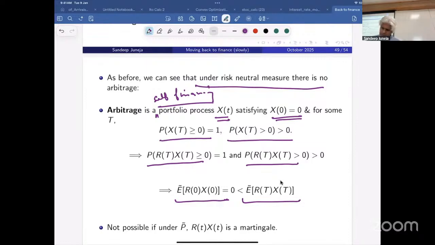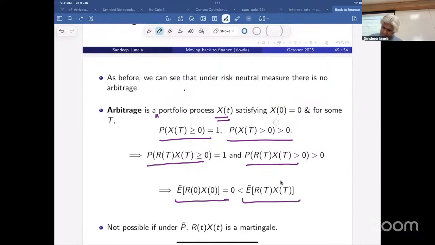Self-financing is just matching the option's price payoff. That's all this is. That's self-replicating.